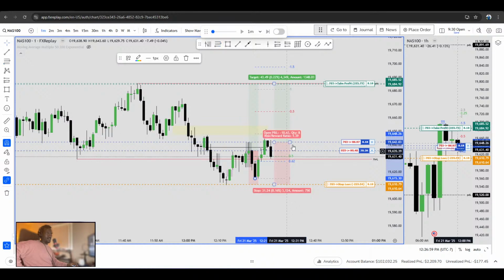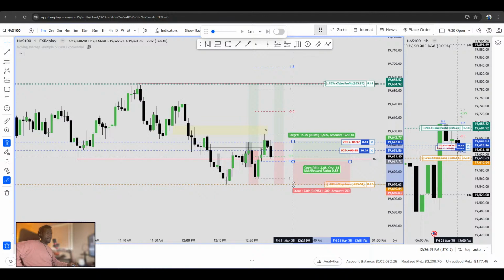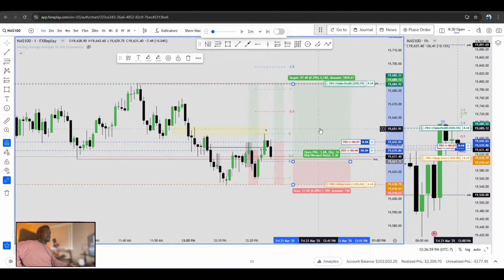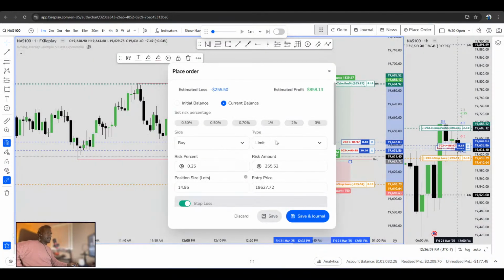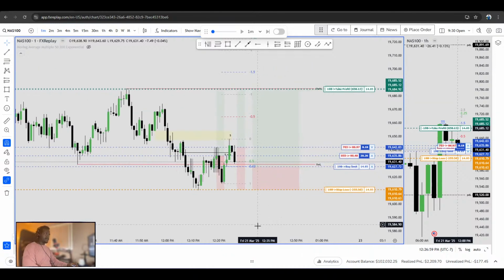So 0.62 is right here, so we're going to do the remaining 0.25 entry right there, just in case we do retrace back to that level. My stop loss at the lowest low of that range, and then my TP just at the previous high. Place order, 0.25 limit, save, boom. So now we have 3 entries, right? Let's see how this works.